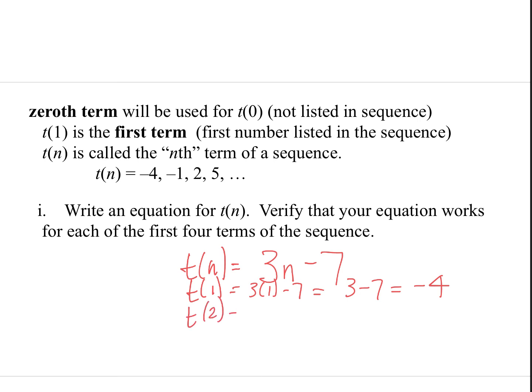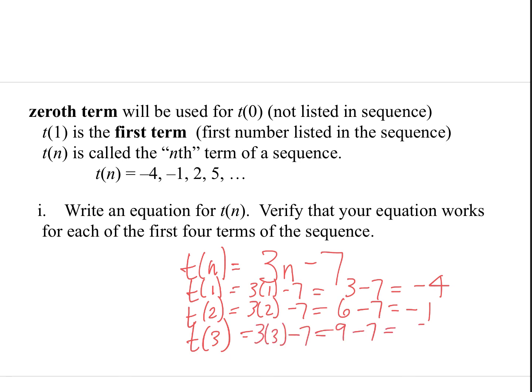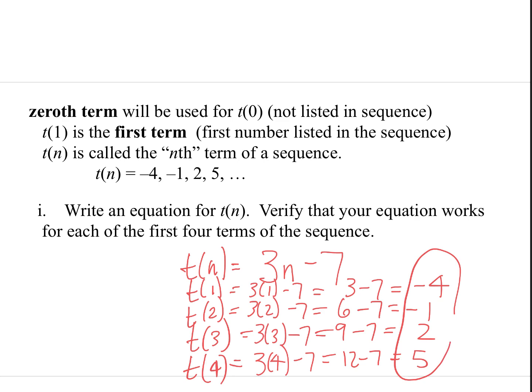What is T of 2? That's 3 times 2 minus 7, or 6 minus 7, which is -1. T of 3 is 3 times 3 minus 7, which is 9 minus 7, which equals 2. And the fourth term is 3 times 4, minus 7, or 12 minus 7, which equals 5. So you can see that these 4 terms are the first 4 terms.